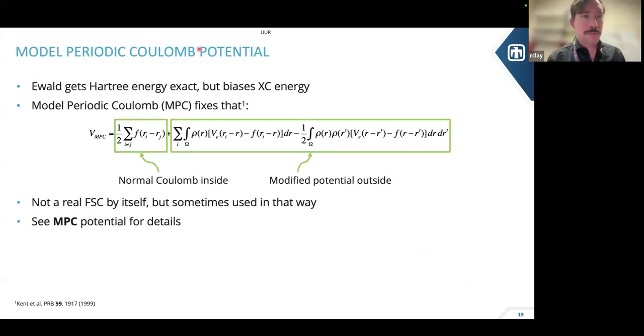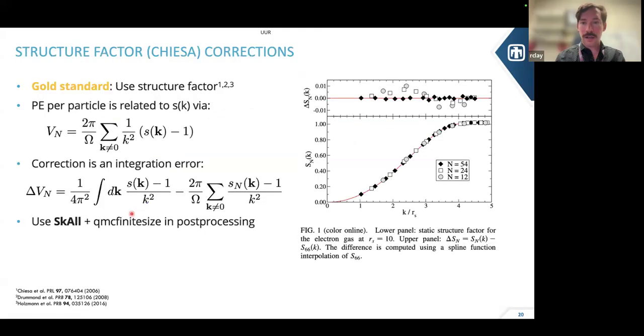So with the model periodic Coulomb potential, the Ewald gets the Hartree term exact, but the exchange correlation energy is a little messed up. So you basically estimate the correction coming from this error with the model periodic Coulomb. Like I said, this is an estimator, and it's turned on. This does get rid of a fair amount of the finite size errors. I should have a figure showing this later. Okay, we'll come back to that.